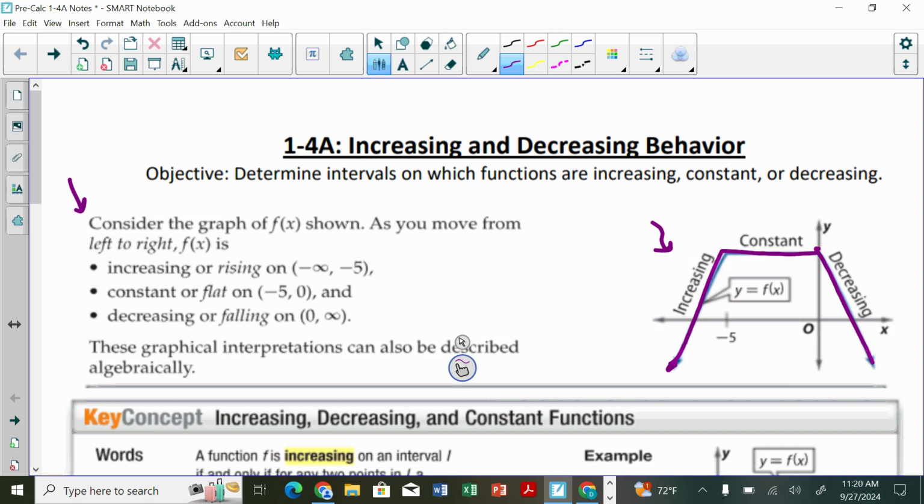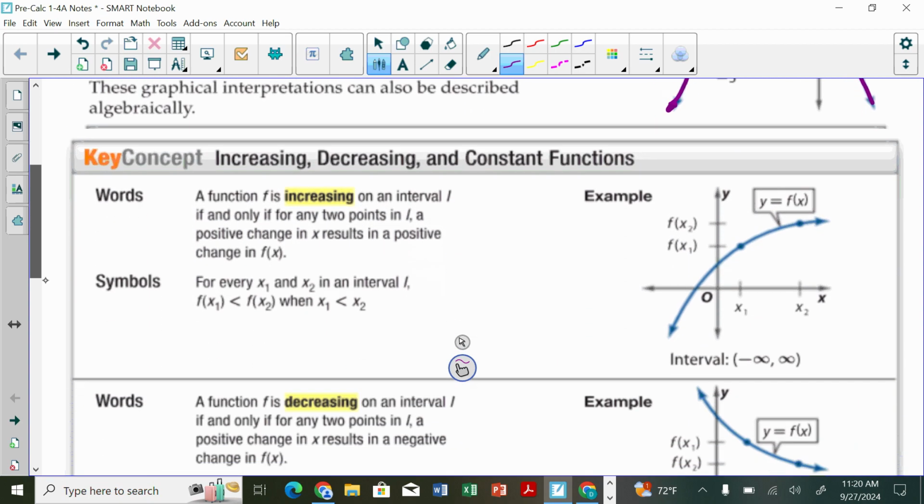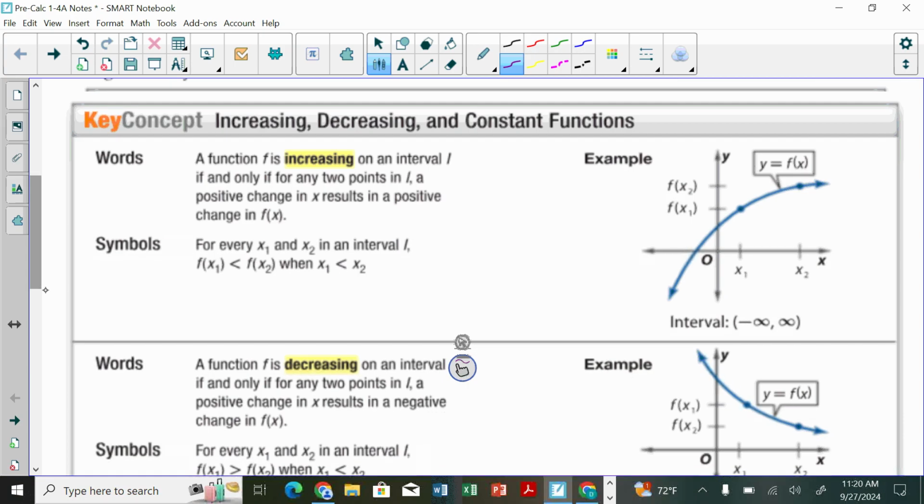Okay, we can also look at those algebraically. So let's look at our table here. So just another way to describe it, because I know sometimes the pictures don't do it. Maybe you're a word person, so we give you words, symbols, and pictures here. But we talk about definition-wise that a function is increasing on an interval if and only if a positive change in x results in a positive change in y, or a positive change in f of x.